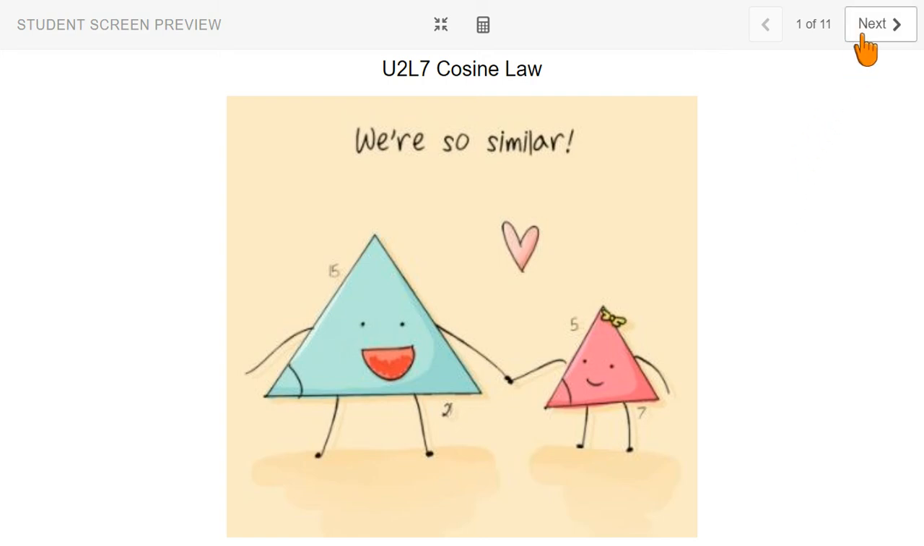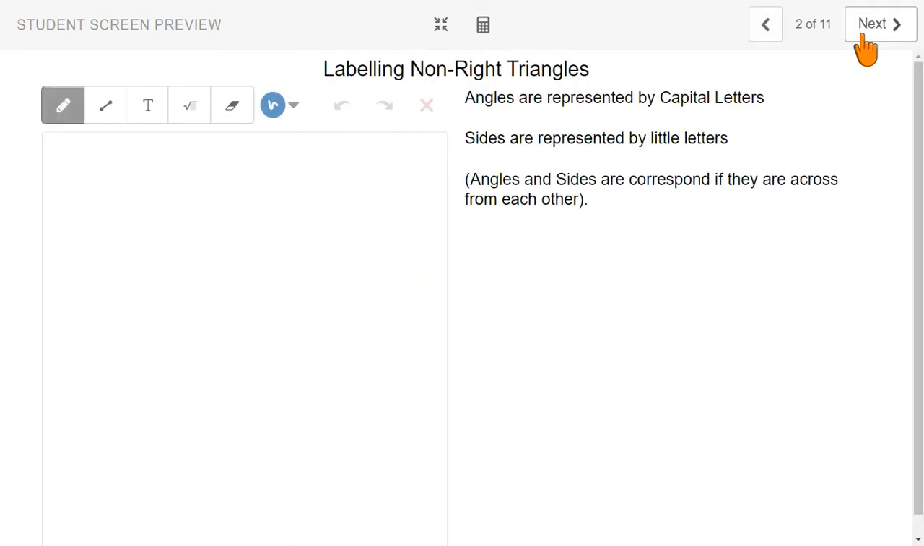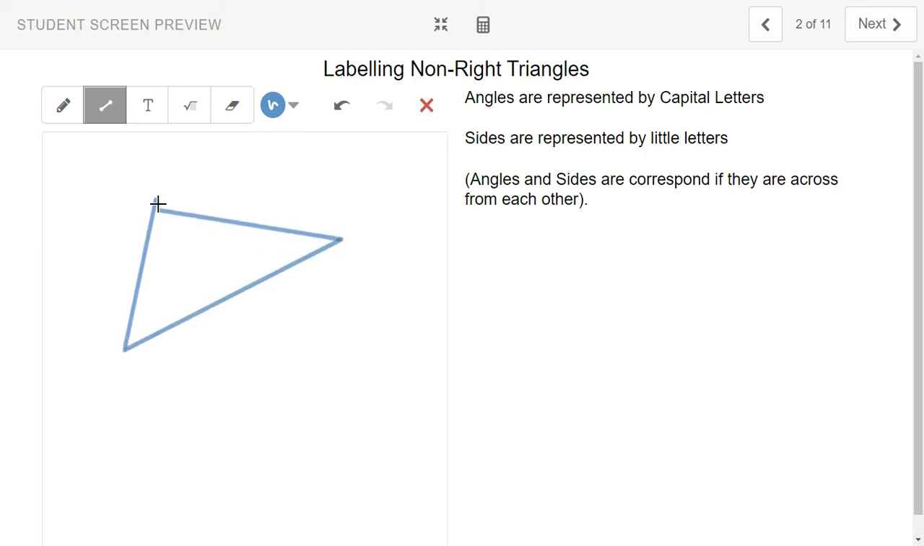Today's lesson is on cosine law. Let's recall, how do we label non-right angled triangles? If we have a non-right angled triangle, we cannot use the opposite, adjacent, and hypotenuse because those only refer to the sides of a right angled triangle.